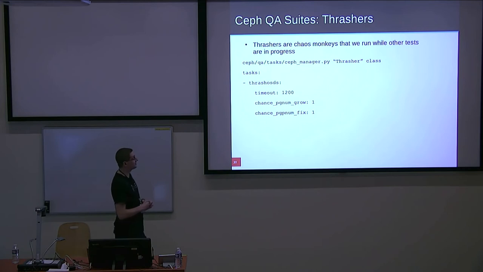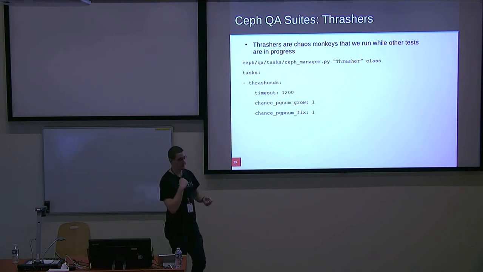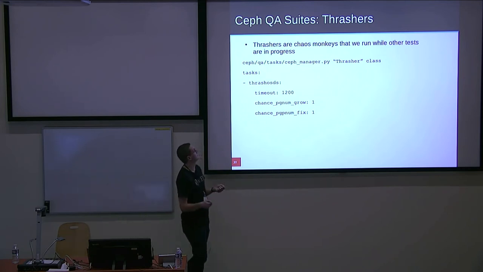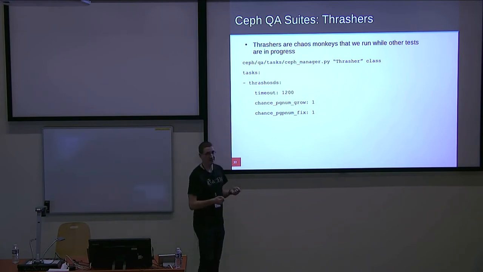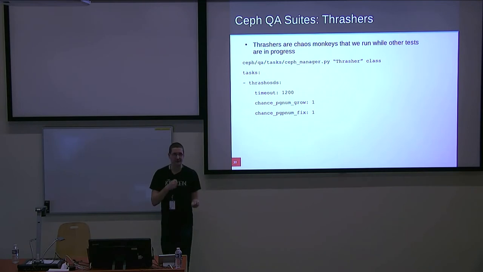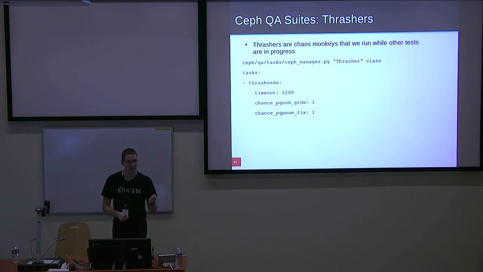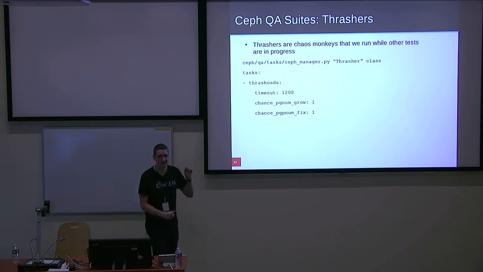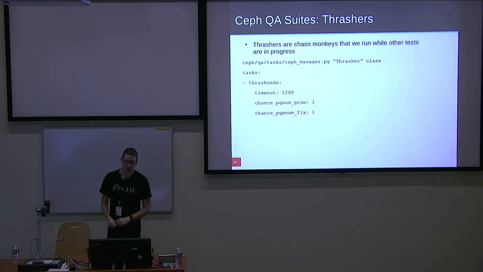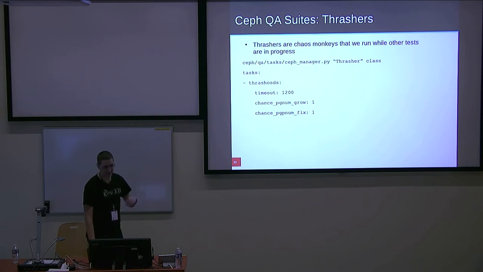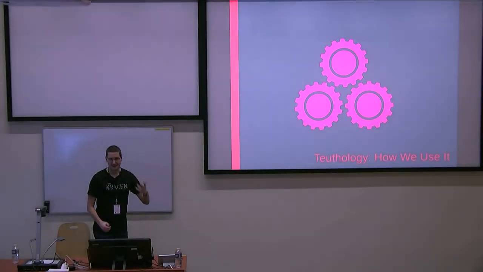I alluded before to the thrashers. Thrashers are sort of chaos monkeys that run while other tests or tasks are in progress, and can do things like say, hey, I'm going to randomly turn object storage daemons on or off, or change the way that we shard our data across the OSDs, or do other mean things, maybe bring them into the cluster or take them out. So that's sort of the basic function of teuthology.